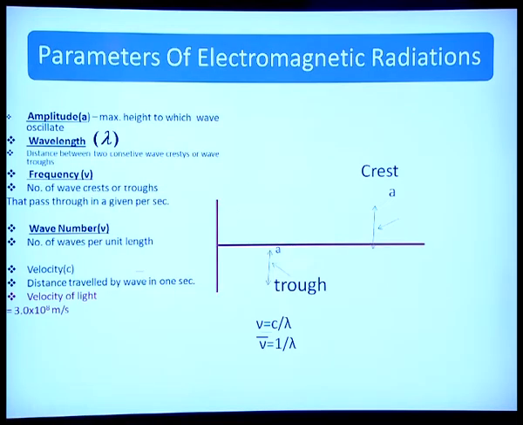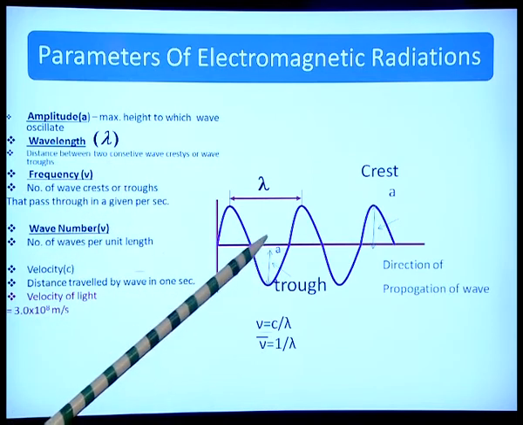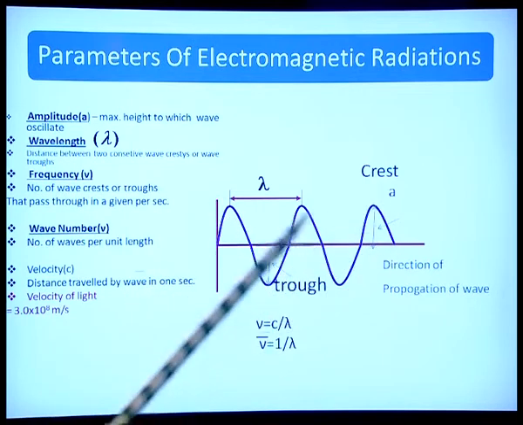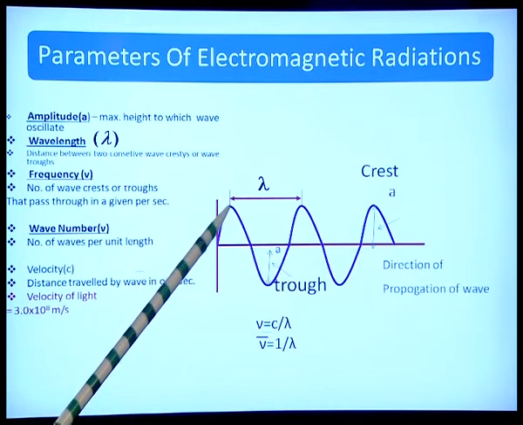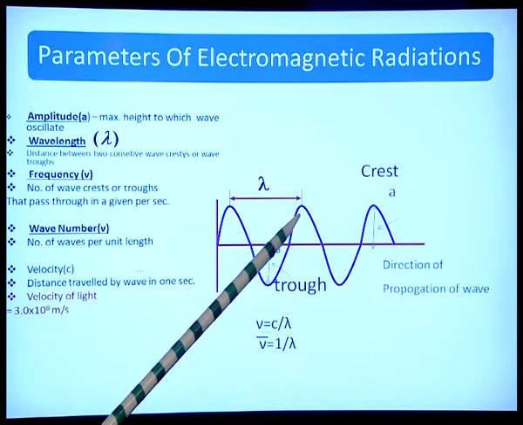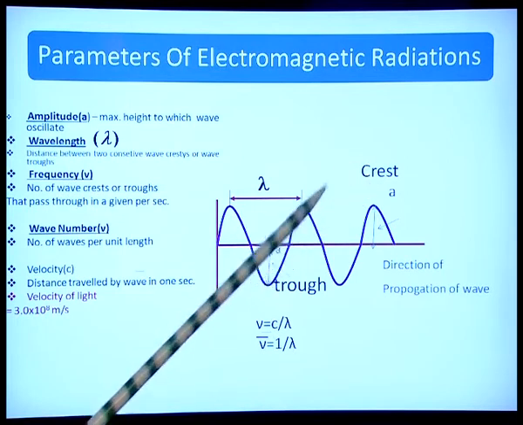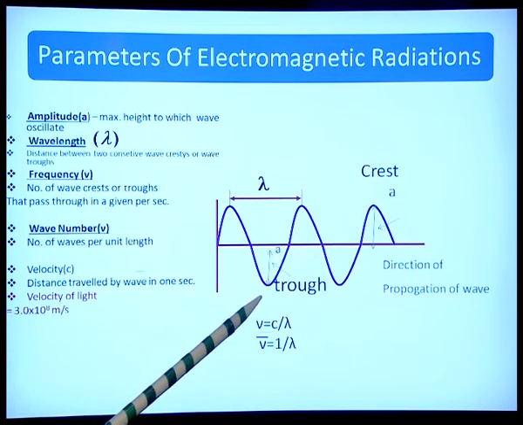Now we discuss the parameters of electromagnetic radiation related to this picture. First we discuss amplitude. Amplitude is the maximum height to which the wave oscillates. This is a wave and this is the maximum distance to which the wave may oscillate. The wavelength is the distance between two wave crests or troughs. I think you understood from the picture what is crest and trough. Crest is the maximum height on the upper side and trough is the maximum height on the negative axis.